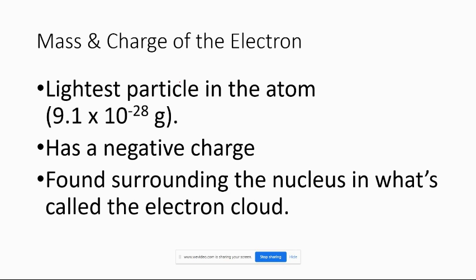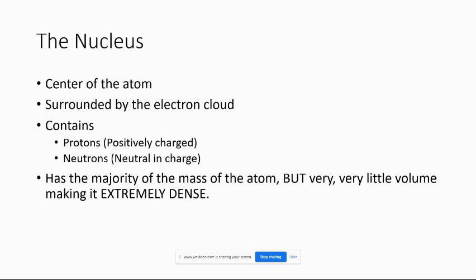Any questions on that? Okay. The nucleus then is the center of the atom. It's surrounded by this electron cloud. It's going to have your protons and your neutrons in it, and it has the majority of the mass.